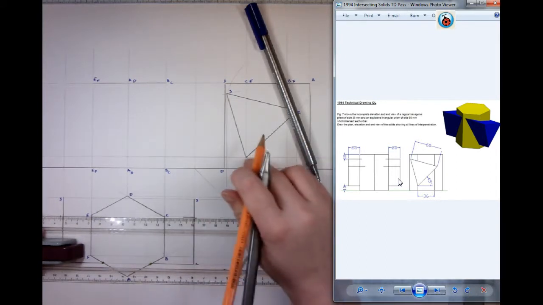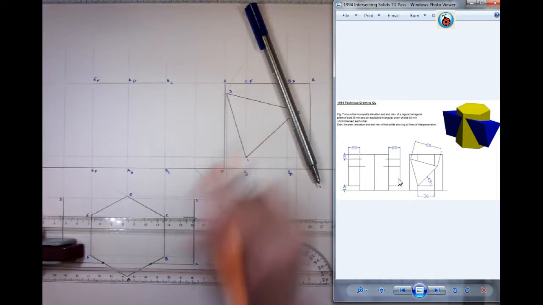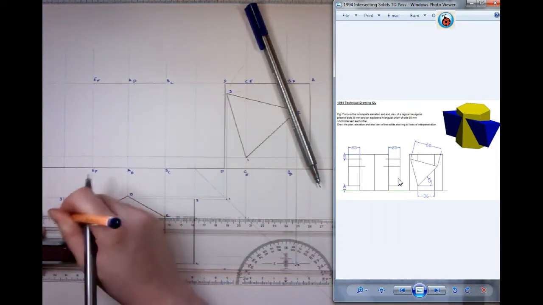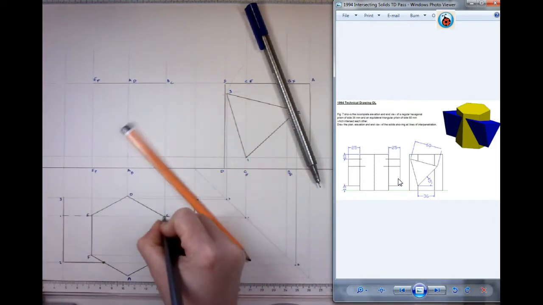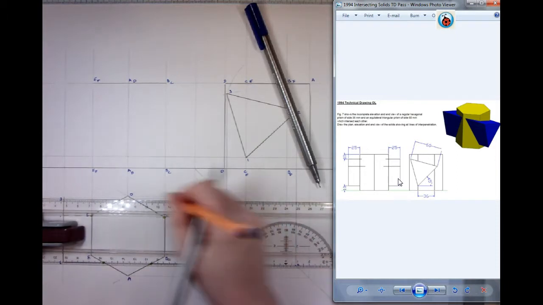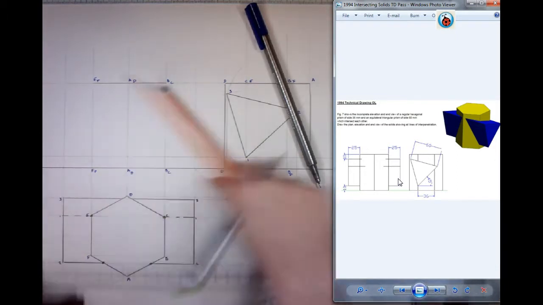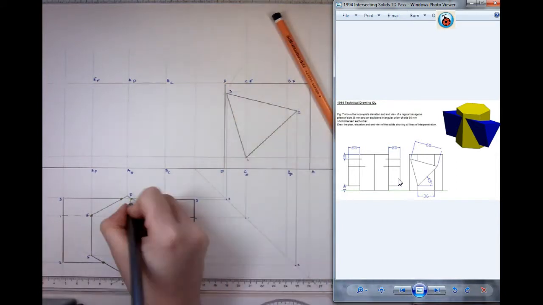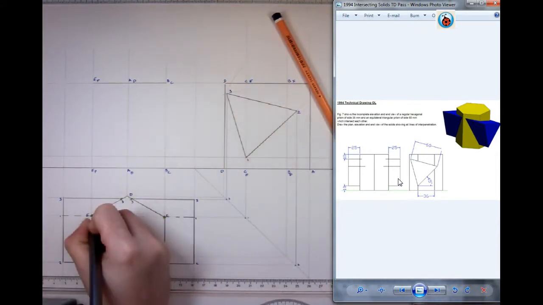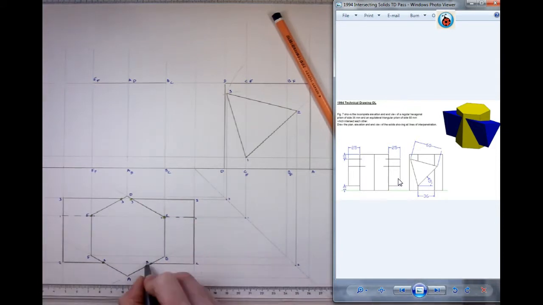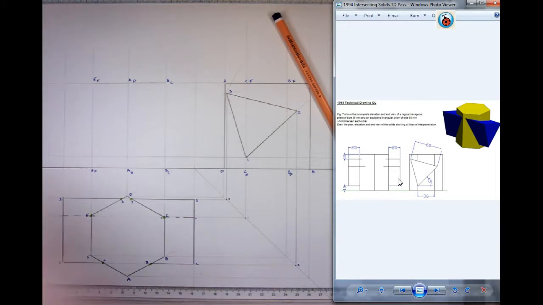Now, 1 is actually at the bottom. So if we look at our question, we're going to have a dotted line for 1. But 1 is also going to stop when it hits the hexagon. And 3 is also stopping here as well. So there's 3, 3, 1, 1, 2, and 2. I'm going to find those 6 points now in my elevation.